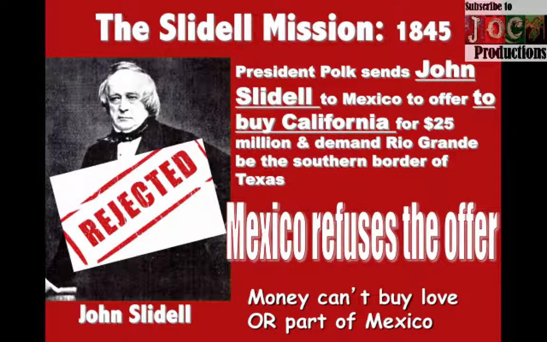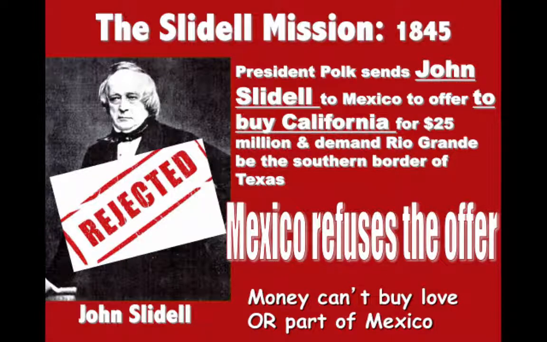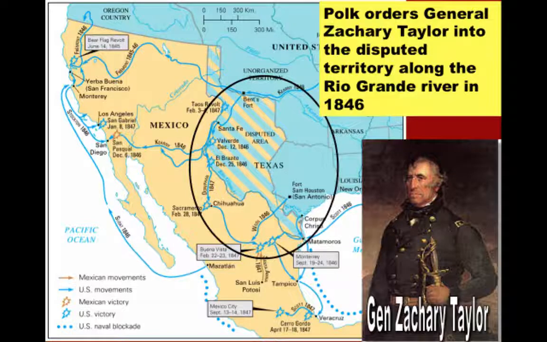part of Mexico. John Slidell is rejected. They don't even let him present his case, and Polk's angry. So what you see is, Polk decides he's going to start a war. Now, some historians say he doesn't really try to start the war. Other people say that's what he was itching for a fight.